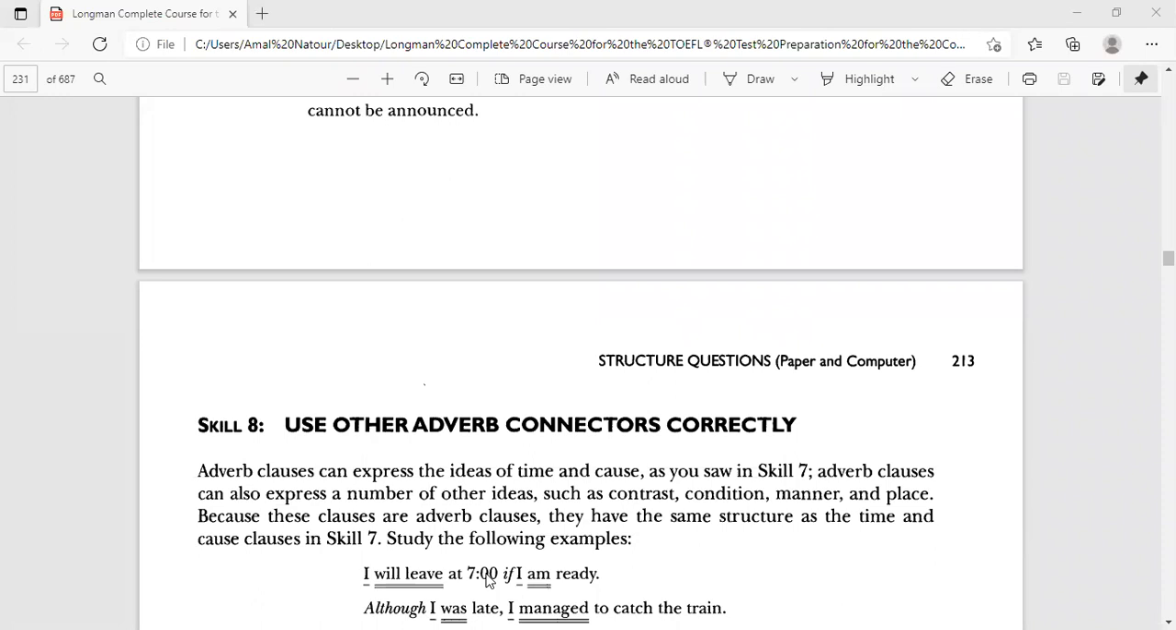In the first sentence, the adverb condition connector if comes in the middle of the sentence. In the second sentence, the adverb contrast connector although comes at the beginning of a sentence, and after the first clause, it is followed by a comma. Comma is used in the middle of a sentence.